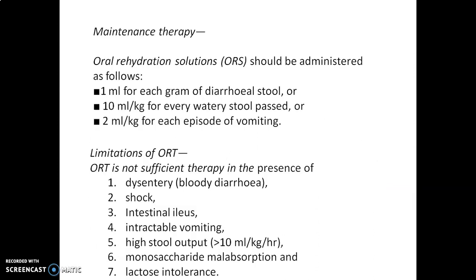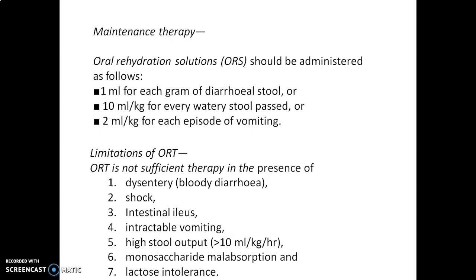So now maintenance therapy. Here we will shift towards the oral rehydration solution, which should be administered as follows: 1 ml for each gram of diarrheal stool, or 10 ml per kg for every watery stool passed, or 2 ml per kg for each episode of vomiting.